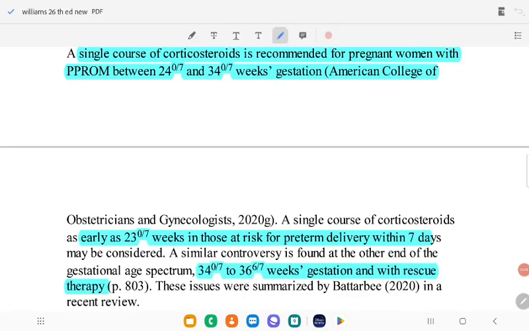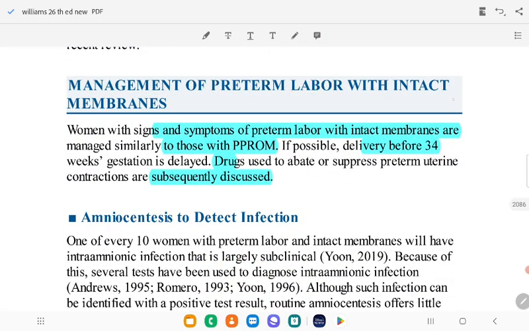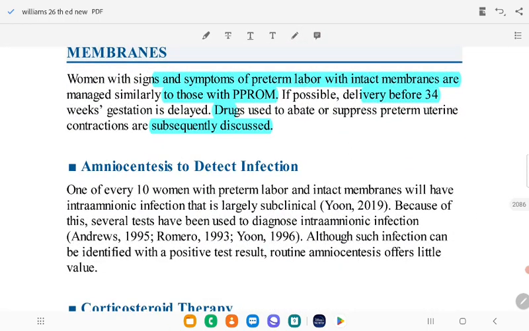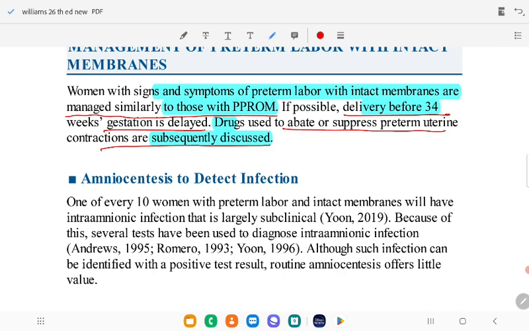A single course of corticosteroid is recommended for pregnant women with PPROM between 24 to 34 weeks 7 days. ACOG 2020: a single course of steroid as early as 23 weeks can be considered if at risk of preterm delivery within 7 days. Similarly, there is controversy about starting at 34 to 36 weeks 7 days, and about rescue therapy. The management of preterm labor with intact membranes: women with signs and symptoms of preterm labor with intact membranes are managed similarly. Those who may deliver before 34 weeks gestation may have delivery delayed, using drugs to suppress preterm uterine contractions, as subsequently discussed.